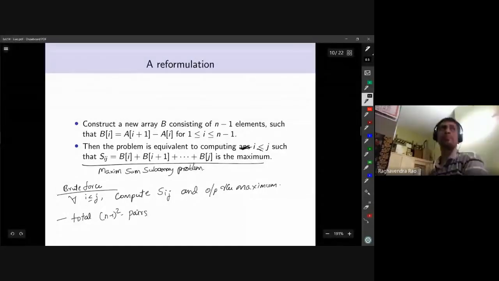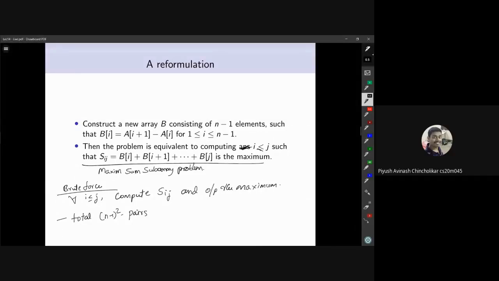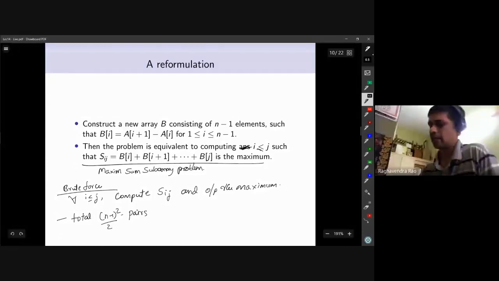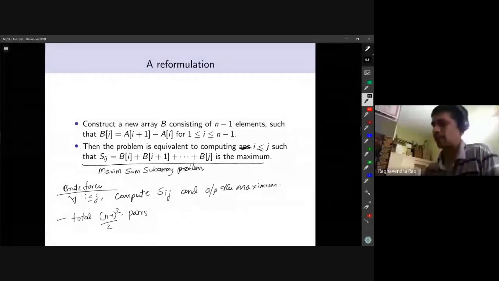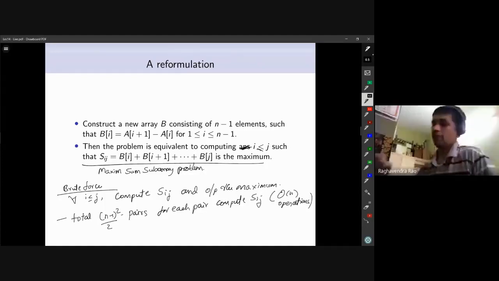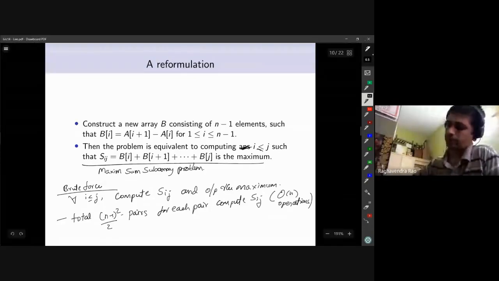Because i is less than or equal to j, right? There are (n minus 1) squared by 2 pairs. And for each pair, compute Sij. This is order of n operations again, at most. In some cases it will be really small, in some cases it will be large. So if you have a naive implementation of this idea, you'll require order of n cube.